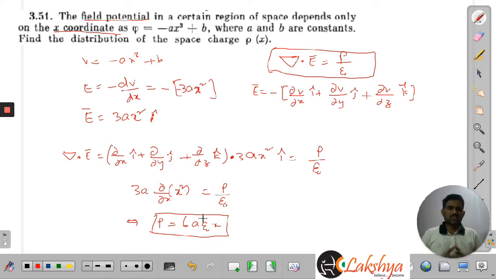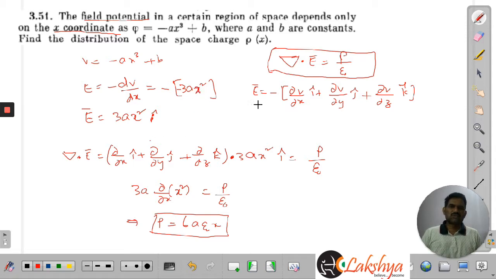Especially in charge density calculations, if you use Gauss law in differential form, you can calculate that more easily here. This question is from the Irodov book, so from the font itself we can observe this.